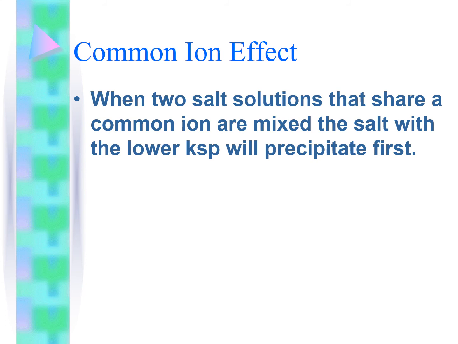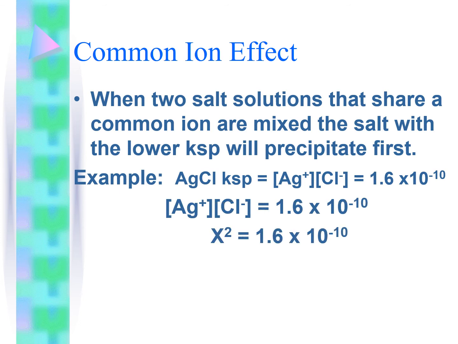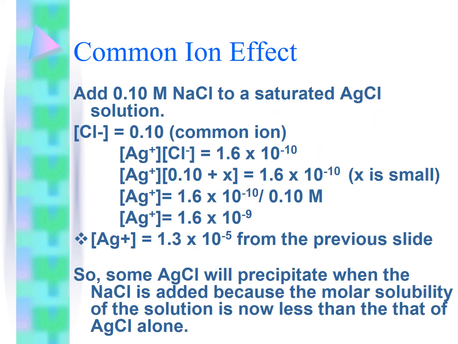Another important thing to consider is that when you dissolve two salt solutions and there's a common ion present, that salt that has the lower KSP is always going to be the one to precipitate first. So as an example, let's say you have silver chloride. It has a low KSP, 1.6 times 10 to the negative 10. X squared, if I were to set this up, is 1.6 times 10 to the negative 10. And your X value, or the concentration of silver ions, is the same as the concentration of the chloride ions. That's going to be 1.3 times 10 to the negative 5 moles per liter.